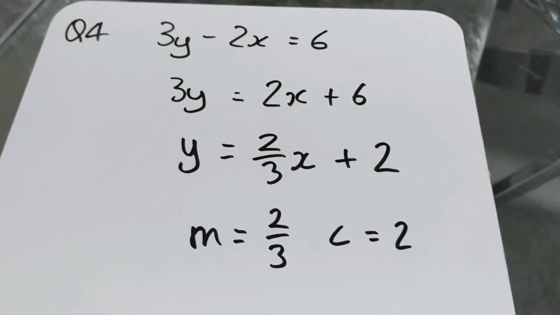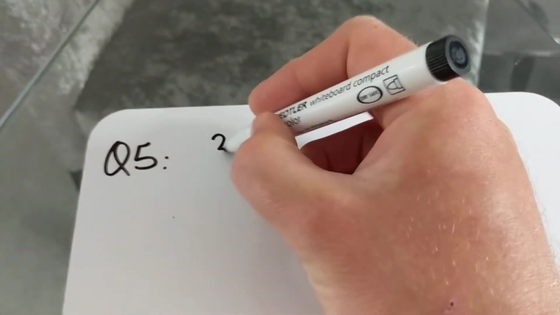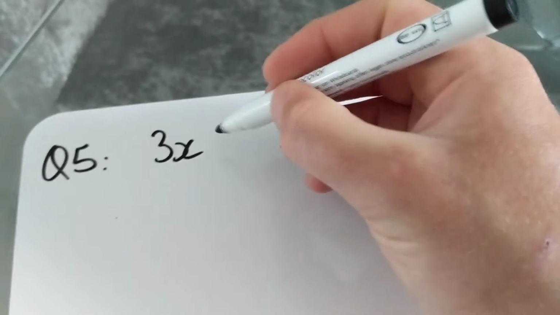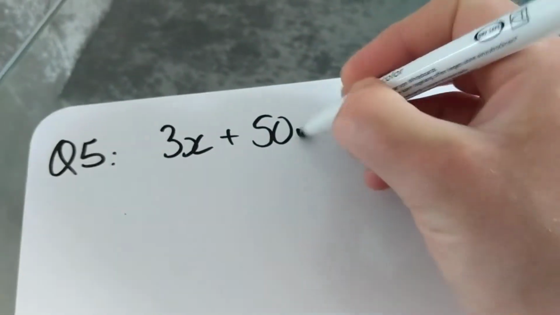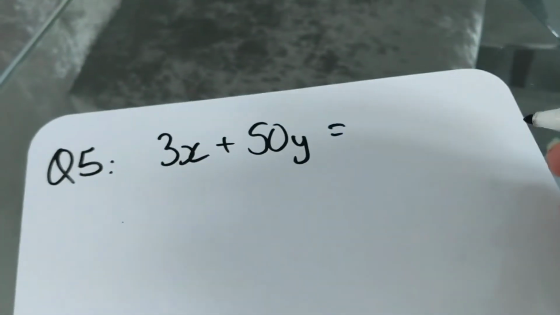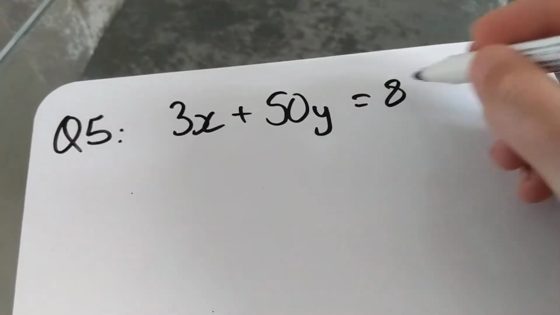So that's question 4. Okay, question 5, it mentions the cost of hiring a car depending on the amount of days you hire it and the petrol you use. So in part A, it says you have 3 days of hire and 50 litres of petrol you use. So you have to use x and y. If you use d and p, that's fine. So I would write 3x plus 50y equals, and it says that costs £88.50.